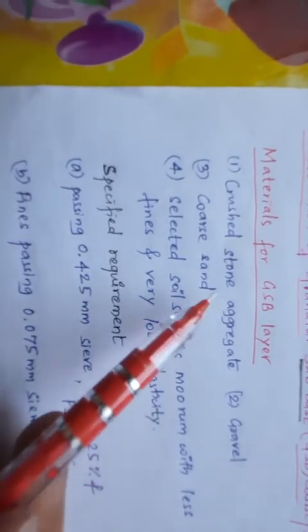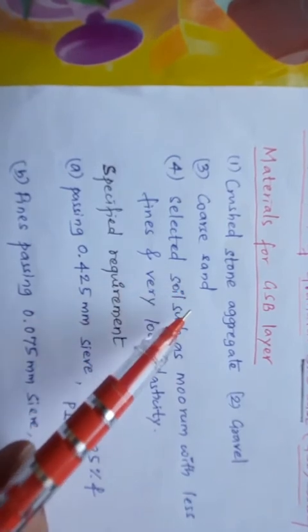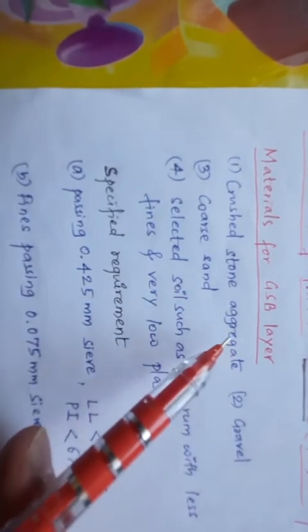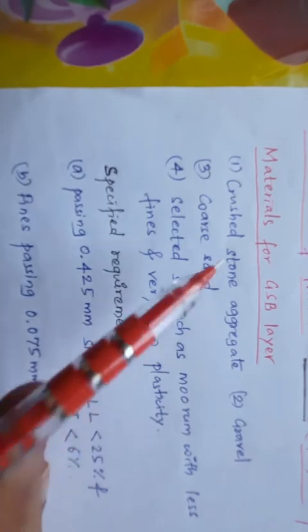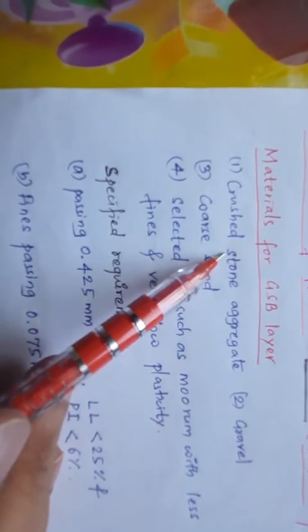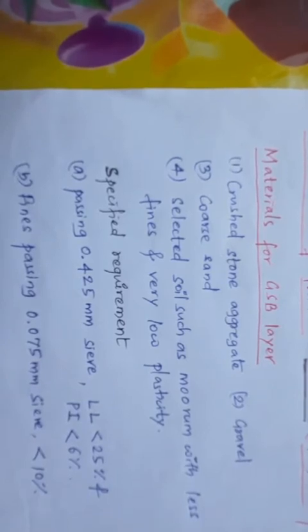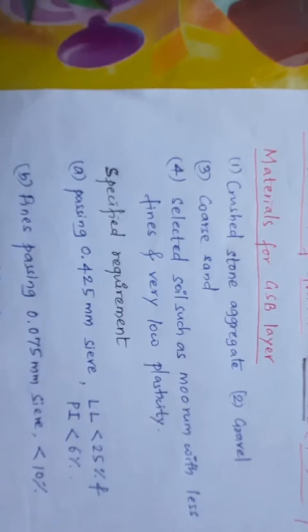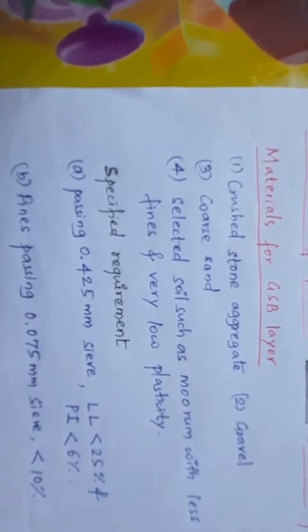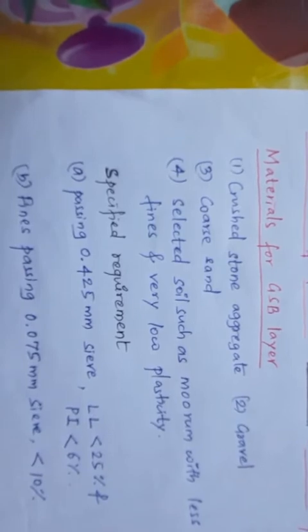So let us see the materials. The materials used in construction of the GSB layer are crushed stone aggregates. Then we have gravel, coarse sand, and selected soils such as murum with fewer fines or very low plasticity. Again, the material should not contain organic matter or any other deleterious constituents.